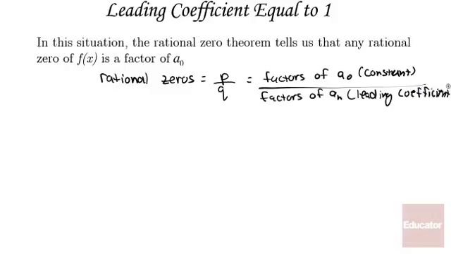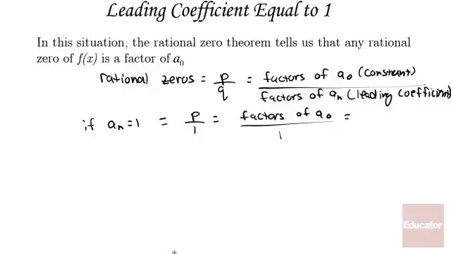Well, if the leading coefficient is 1, then this becomes p over 1. So it's just going to be the factors of the constant. So in the situation where the leading coefficient is 1, you just have to look at the factors of the constant, and those will give you your list of possible rational zeros.